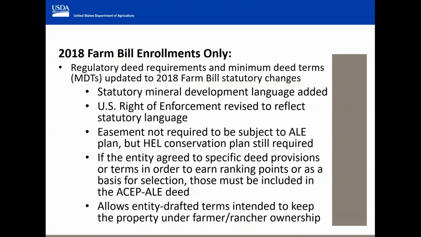If that is the case and the entity has agreed to specific deed provisions or other terms in order to earn ranking points, then those requirements must be included in the terms of the deed. So that's made available in the regulatory deed requirements. And then also the regulatory deed requirements have an opportunity for entity drafted terms that are intended to keep the property under ownership by a farmer or rancher. Next slide, please.